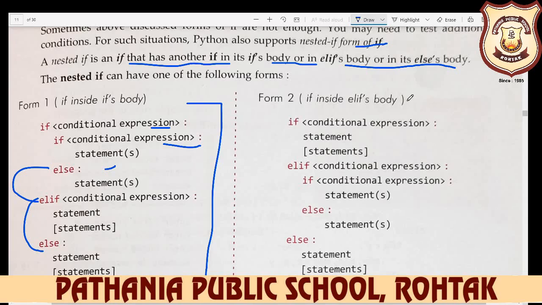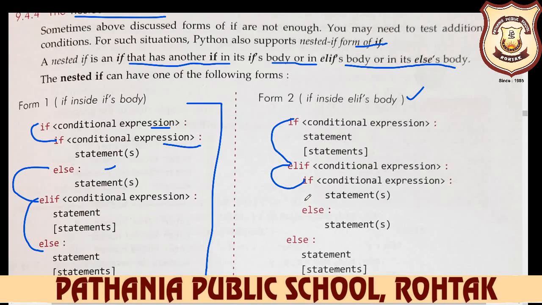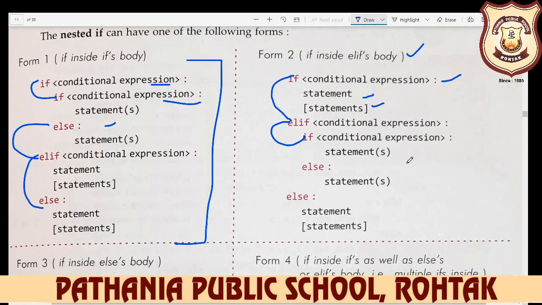Second form is if inside elif's body. Here you write down if, then we write down elif, and in elif we write down again if. So these are the two forms you write down in your nested if, and nested if means if between the if condition. So here you take an if conditional expression. Here we write down the condition, greater than or equal to, less than, anything, then after that you write down the statement, then the next statement, then elif second statement, then what we want to display.